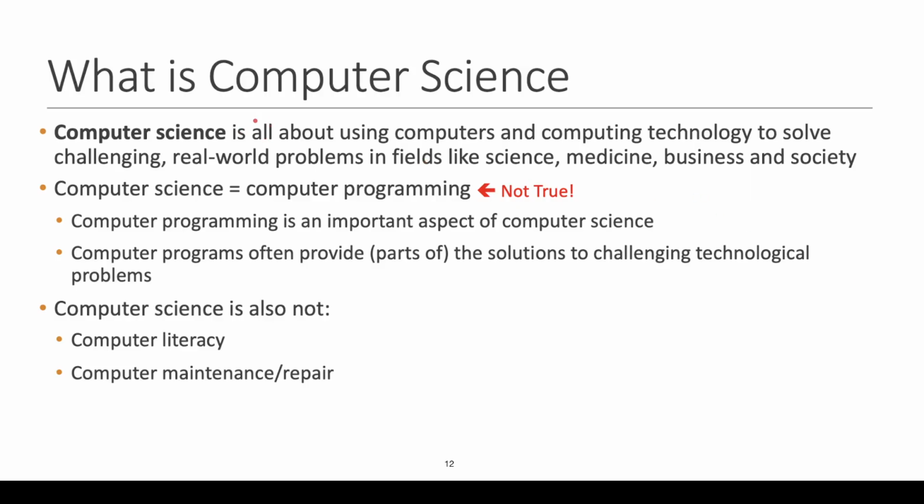So computer science is all about using computing technology to solve challenging real world problems in science, medicine, business, society, and so on. One of the myths people have is that computer science is all about computer programming, but that is not true. Computer programming is one of the important and crucial aspects of computer science, but it does not reflect the entirety of computing science, right? Computer programs often provide the solutions to challenging technological problems. And computer science is also not about computer literacy or maintenance or repair. This is not computer science. It is part of it, but this is not the entire computer science.